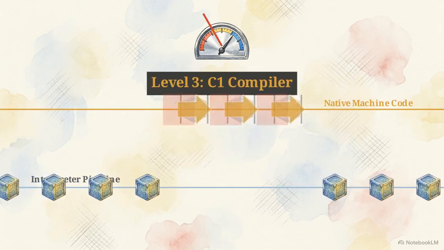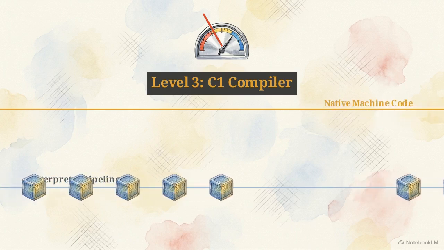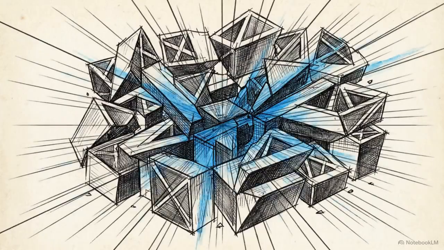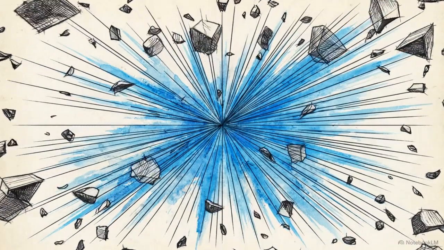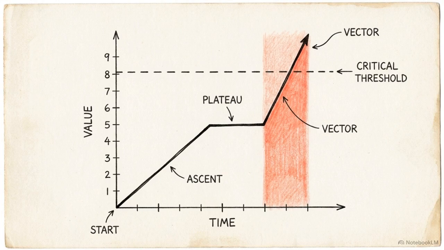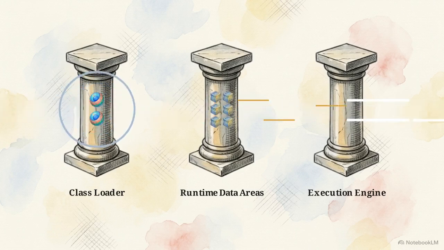At level 3, the C1 compiler takes over these hot methods, rapidly compiling them into native machine code with basic optimizations. Finally, at level 4, the C2 compiler applies aggressive global optimizations to the absolute most critical code paths. This tiered approach allows the JVM to achieve immediate startup times while eventually reaching the peak execution speed of native C++. When you view the runtime as a whole, you see an interconnected pipeline operating at massive scale.